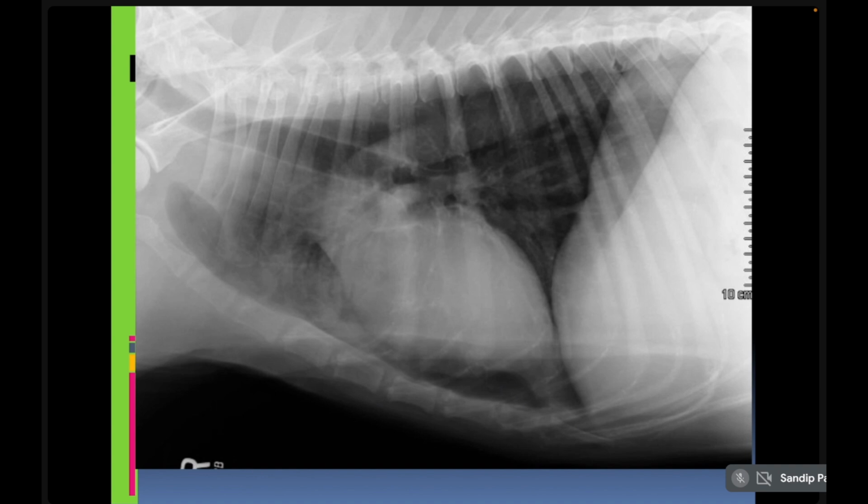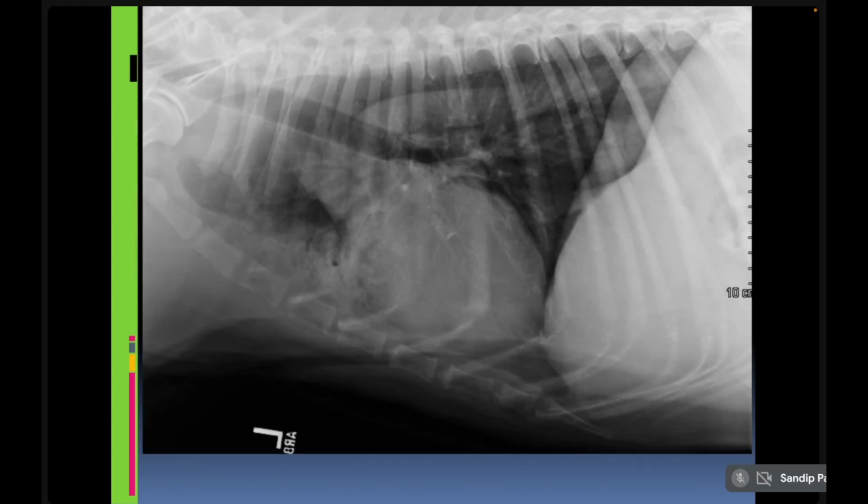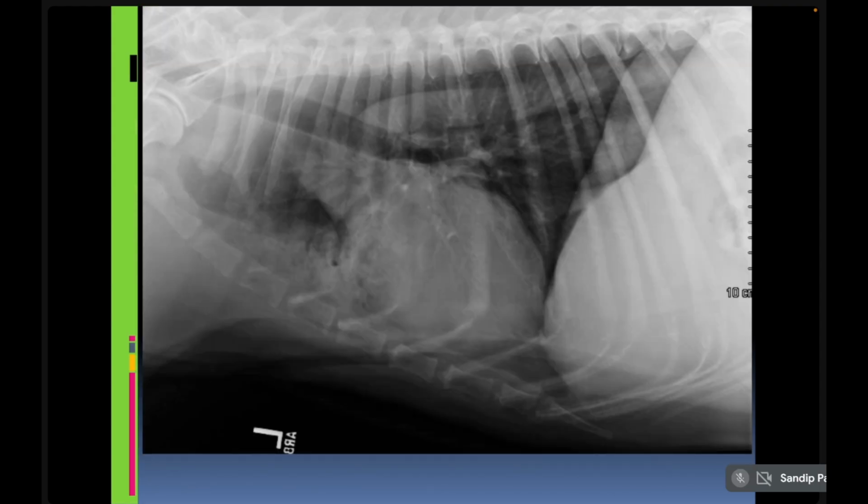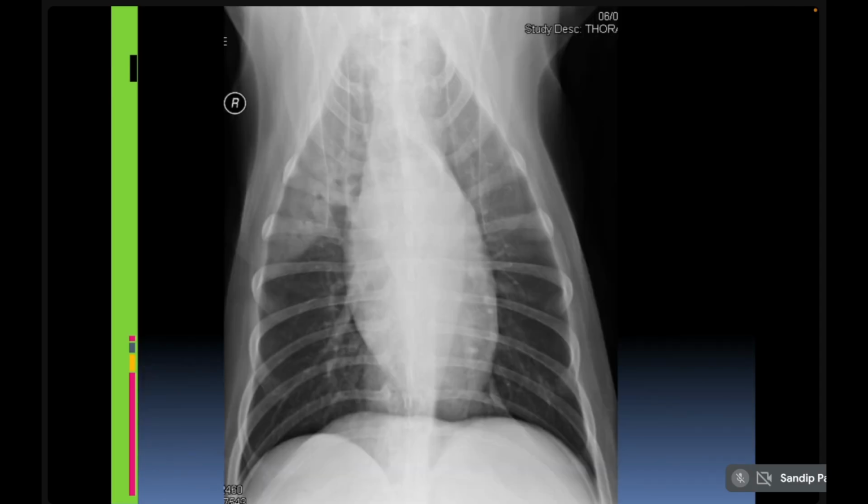Now we got the thoracic radiograph here, right? So this is the thoracic radiograph of the dog that came with the coughing and exercise intolerance. So this is the one view. I think this is the right lateral view. This is the X-ray. Now you can see. I'll let you see again and again. And this is the left lateral X-ray. Now you can see, right? It will come again. And this is the ventrodorsal view.